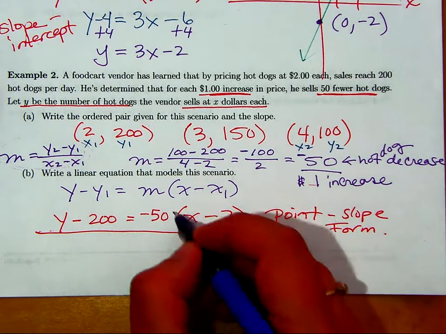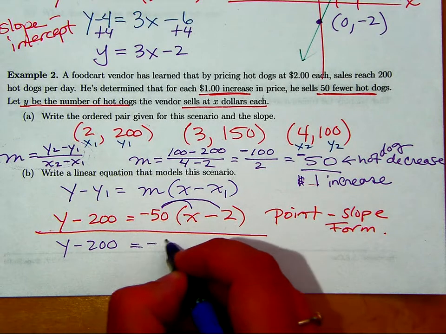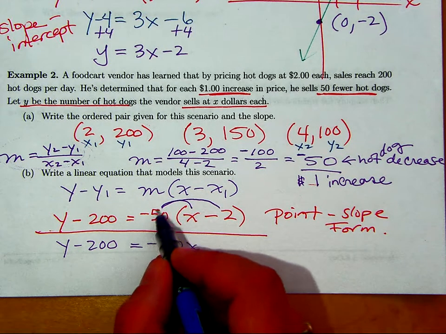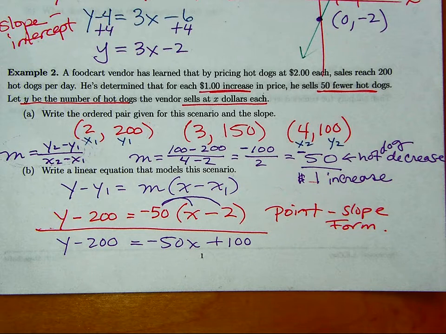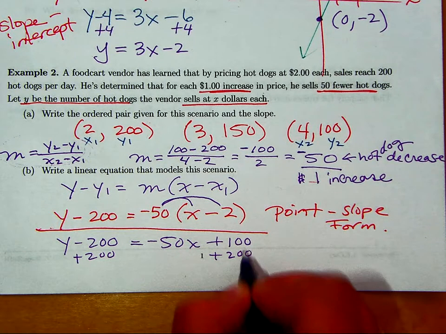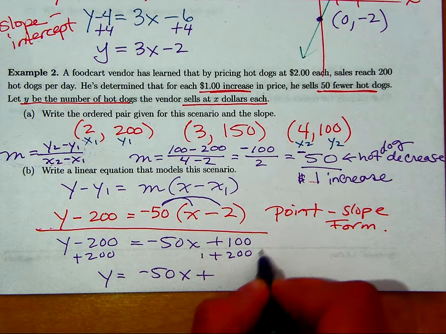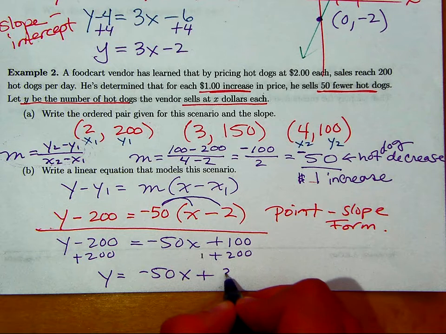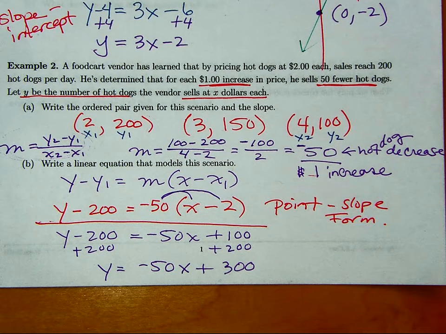Okay? So we'll do that by distributing: y minus 200 equals negative 50 times x. What's negative 50 times negative 2? Plus 100. And now what do you do to get y by itself? Y equals negative 50x plus 300. Is that right? Did I do it right? Look for my mistakes, because sometimes I make them. Did I make any mistakes? Is it good?